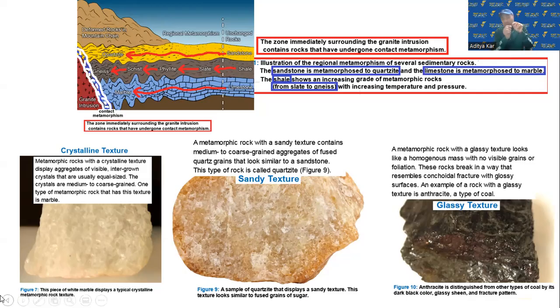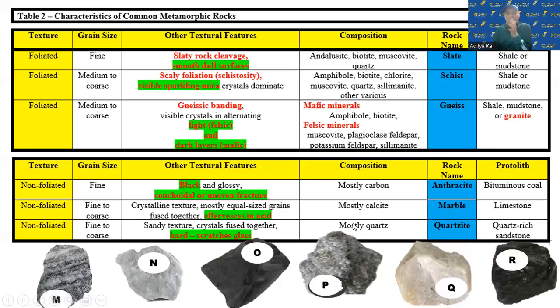Calcite, again, break a piece of it and test the acid. And wherever you see bubbles, the calcite bubble, that's going to be marble. So you have marble, quartzite, and anthracite, the three non-foliated rocks. So here is your table.